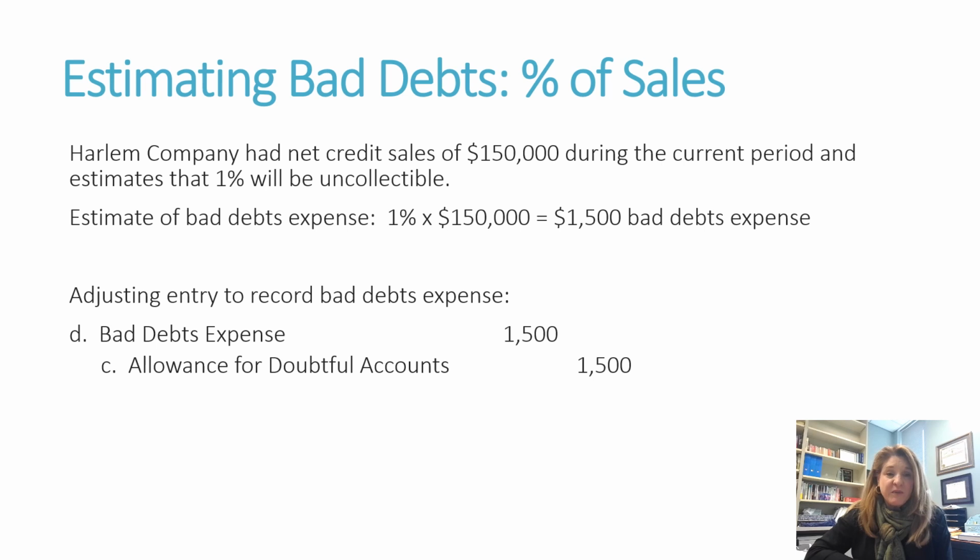So we have Harlem Company with net credit sales of $150,000 during the current period, and they estimate that 1% will be uncollectible. So their estimate of bad debts expense is 1% times $150,000 or $1,500. So in this case, the $1,500 is the bad debt expense, and we just have to debit bad debt expense, credit allowance for doubtful accounts for the $1,500.